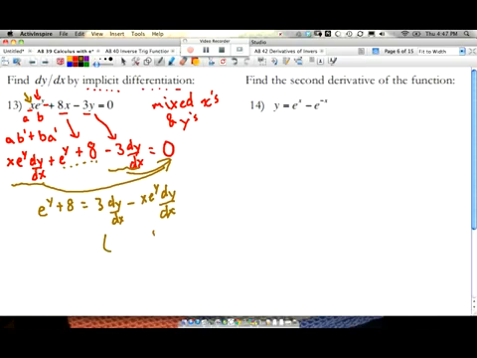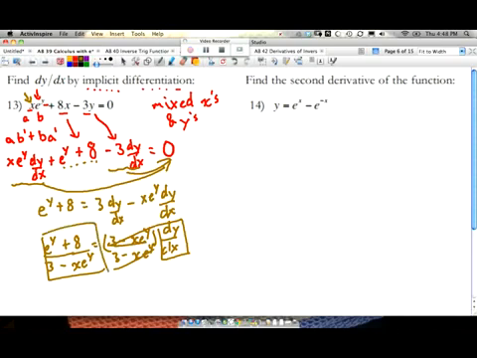And then from this point, I could factor out that dy/dx. I'd have 3 minus x e to the y, and all this equals e to the y plus 8. So I'm going to divide both sides by this, 3 minus x e to the y. Hey, look at that. I'm done. dy/dx, got it by itself, equals this. That was cool.